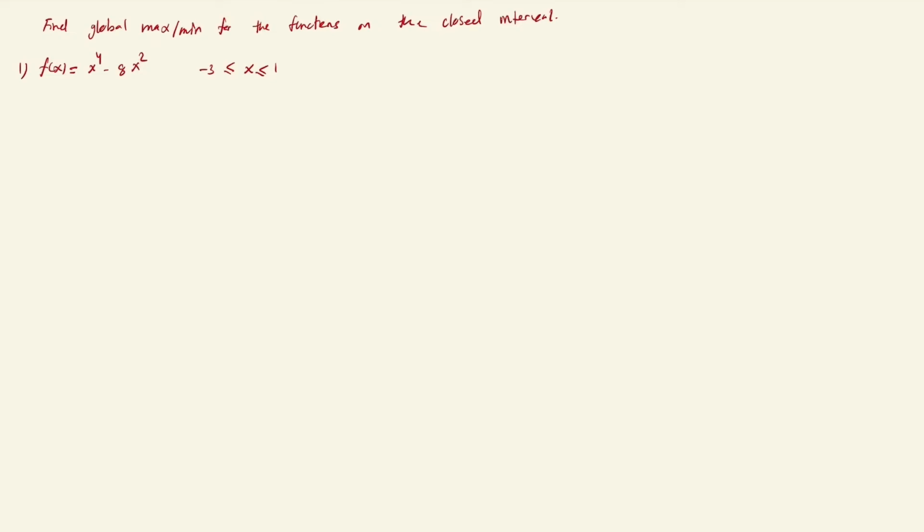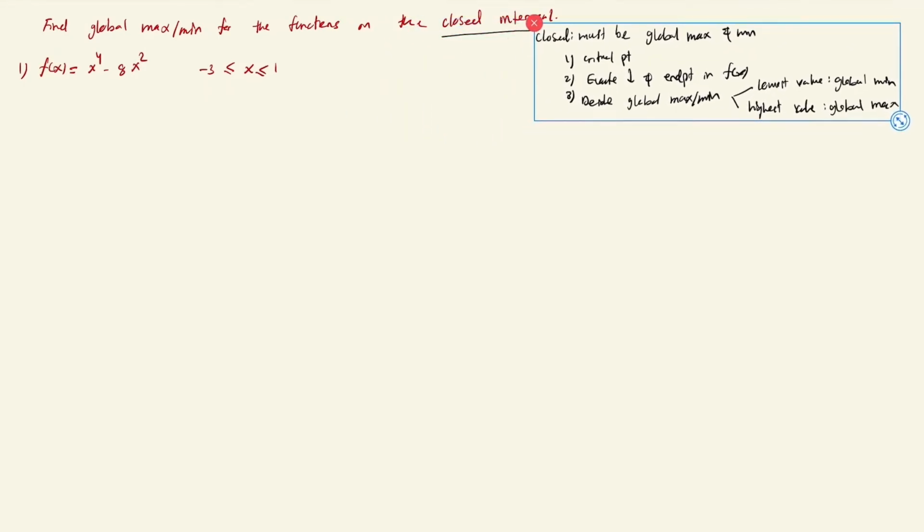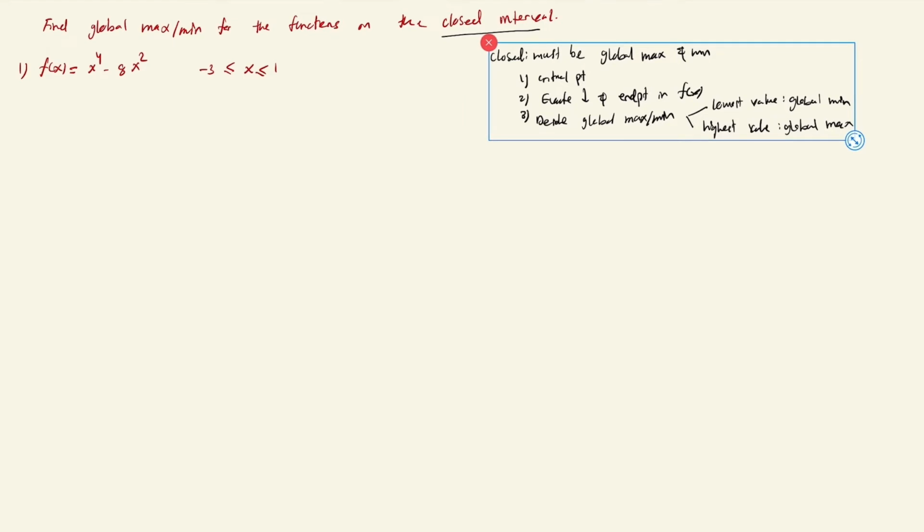So find the global maximum and minimum of the function on the closed interval. We are given f of x equal to x to the 4 minus 8x squared on the interval minus 3 to 1. Here, note this is a closed interval. That means we are guaranteed to find a global maximum and minimum. And we will follow 3 steps to find the global maximum and minimum.